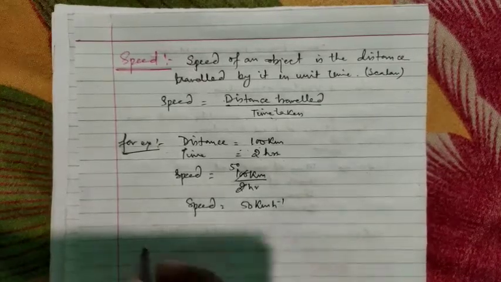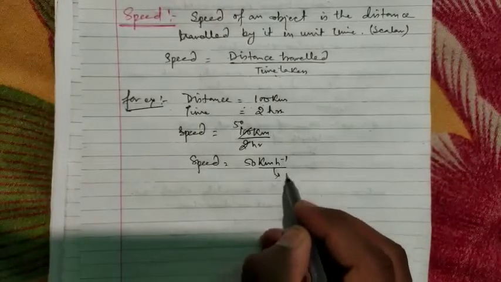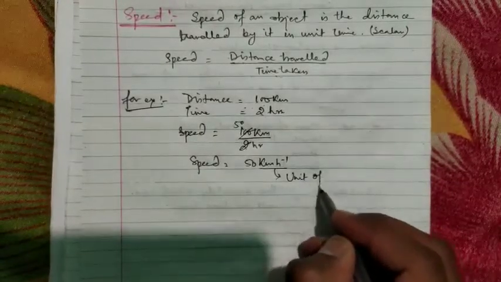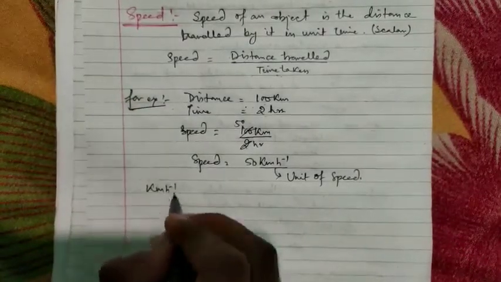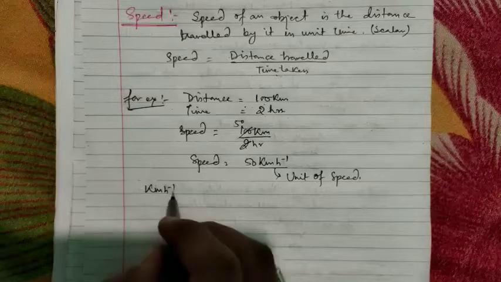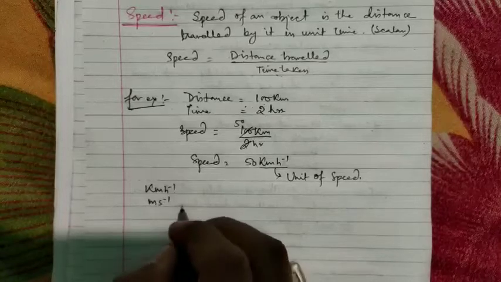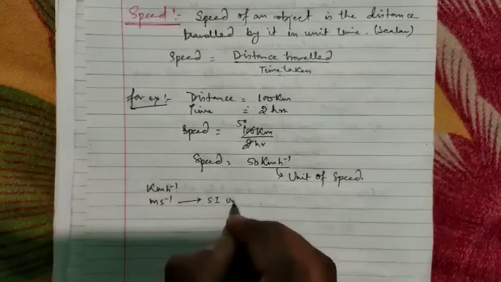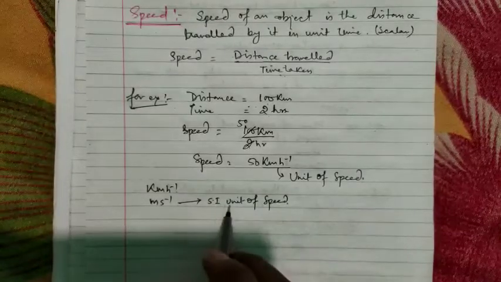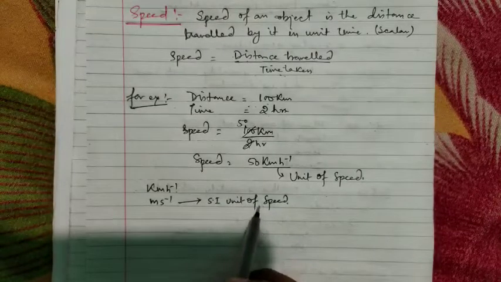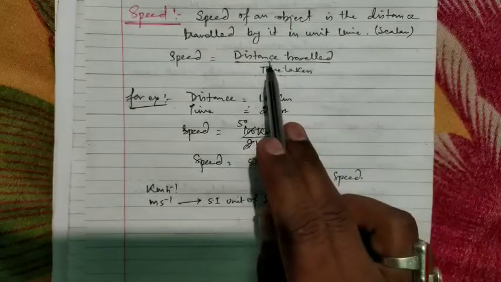Kilometer per hour is the unit of speed. You can say that the unit of speed is kilometer per hour. This is the bigger unit. The smaller one you can say is meter per second. This meter per second is the SI unit of speed. And we have discussed now that speed is a scalar quantity, because distance is a scalar quantity.